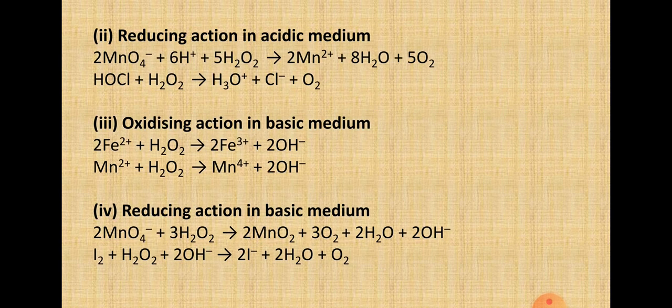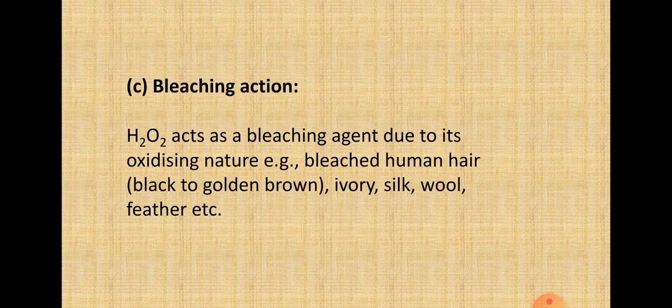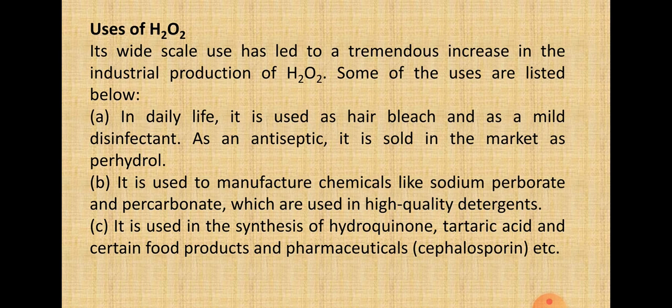A few reactions are given. You can go through the reactions, write the reactions and see how it is acting as a reducing as well as oxidizing agent. The second most important action of hydrogen peroxide is its bleaching action. H2O2 acts as a bleaching agent due to its oxidizing nature. For example, it bleaches human hair from black to golden brown. Many materials are bleached: ivory, silk, wool, feather. For all of these, we use hydrogen peroxide to bleach.